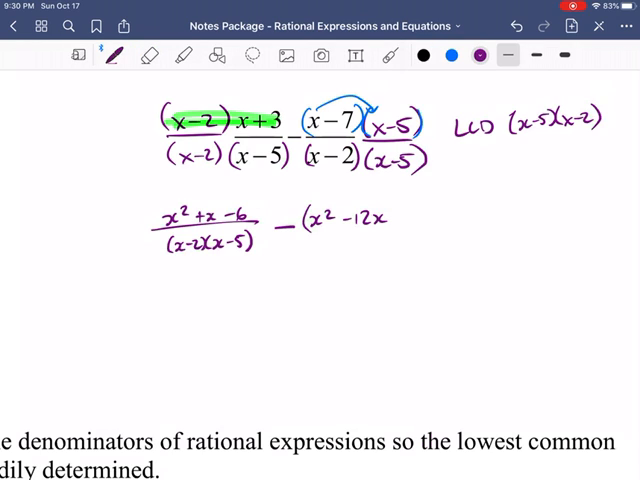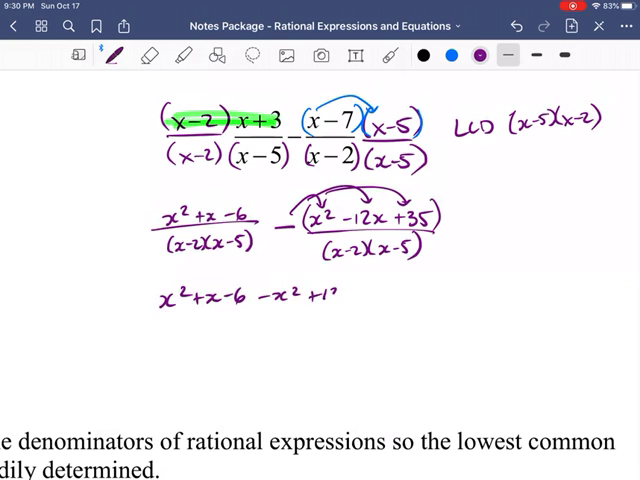And then negative 5 multiplied by negative 5 gives me positive 25 over (x minus 2)(x minus 5). All right, now we can collect like terms. So the numerator, we're going to get x squared plus x minus 6. Now this negative is now going to be distributed. So minus x squared plus 12x minus 35 over top of (x minus 2)(x minus 5).